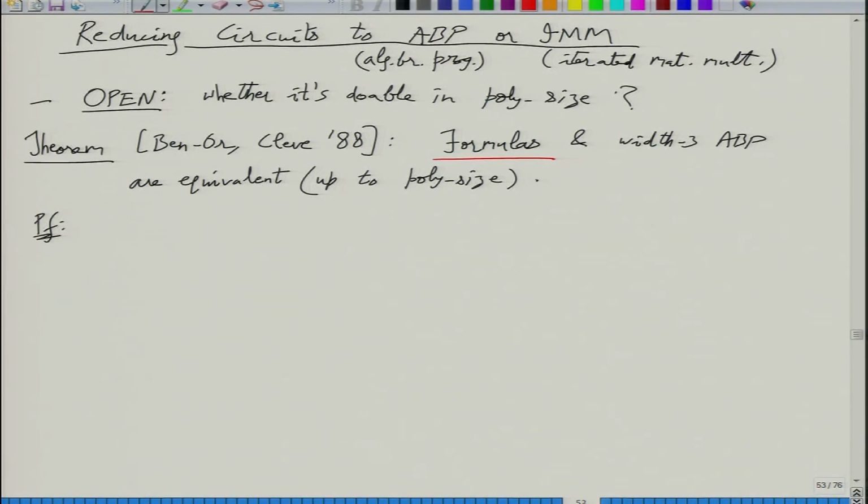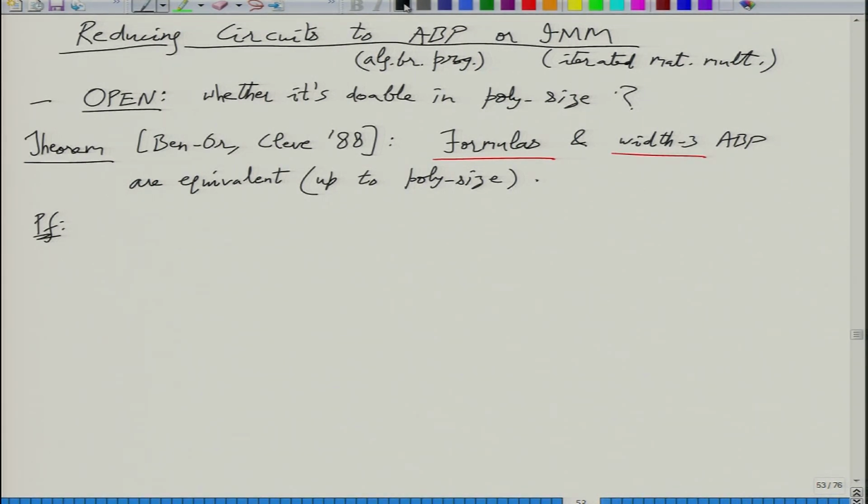So fan out is one, and we'll show that we can actually convert it into a width 3 ABP. Width 3 means that the matrix multiplication is for just 3 cross 3 matrices, which should be a very surprising thing. It is a very surprising thing.